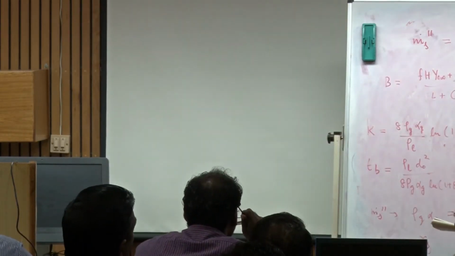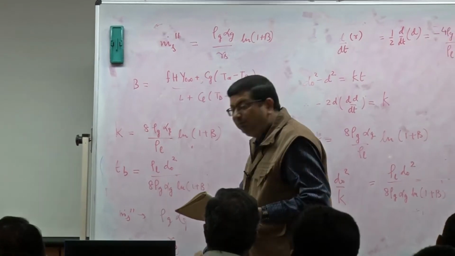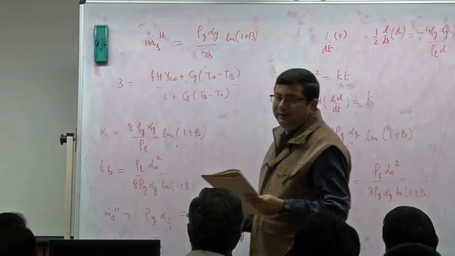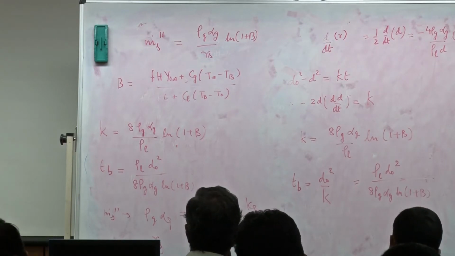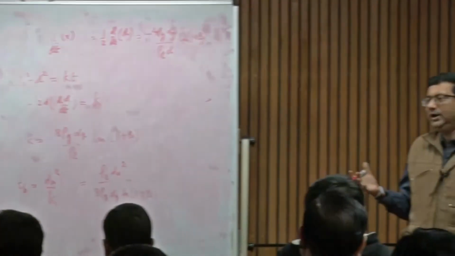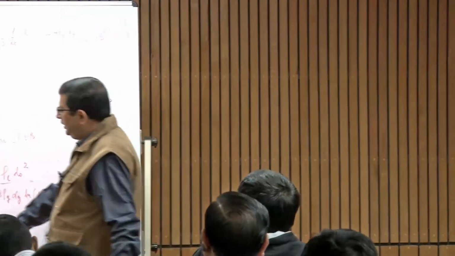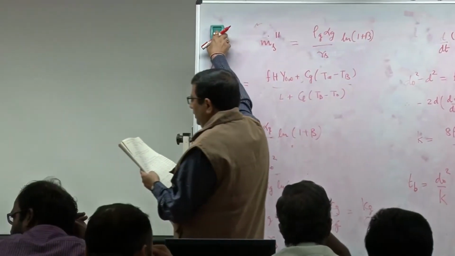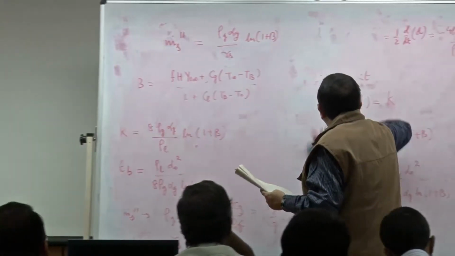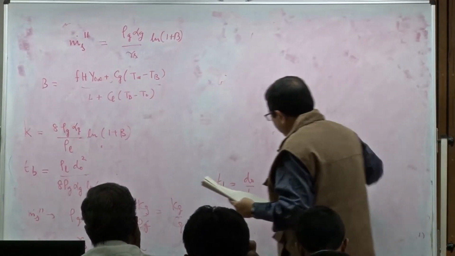Now, from this equation what we can see is that as B increases, m dot s increases, and increased m dot s is what we want, because we want it to evaporate faster. The faster it evaporates, the smaller combustion volume is required. So, that can be achieved by increasing this value of B.